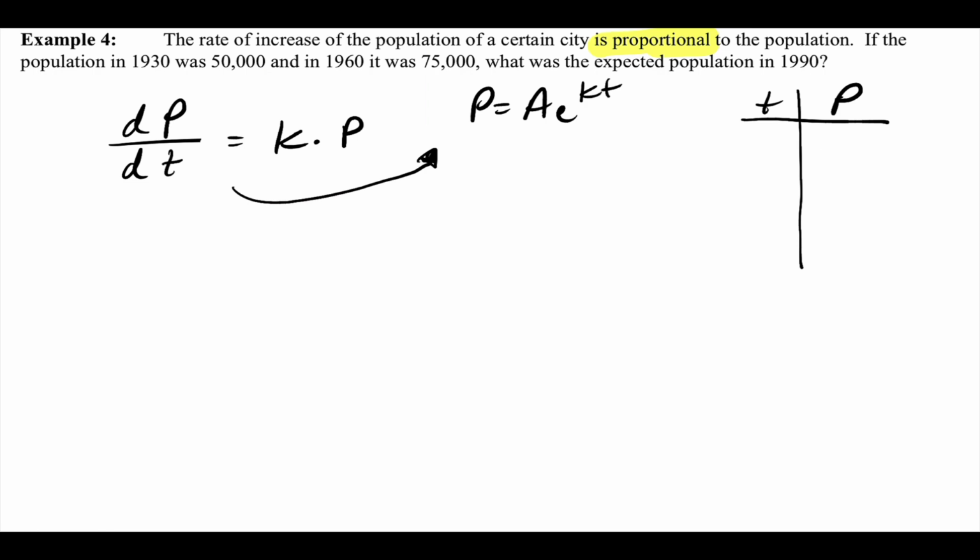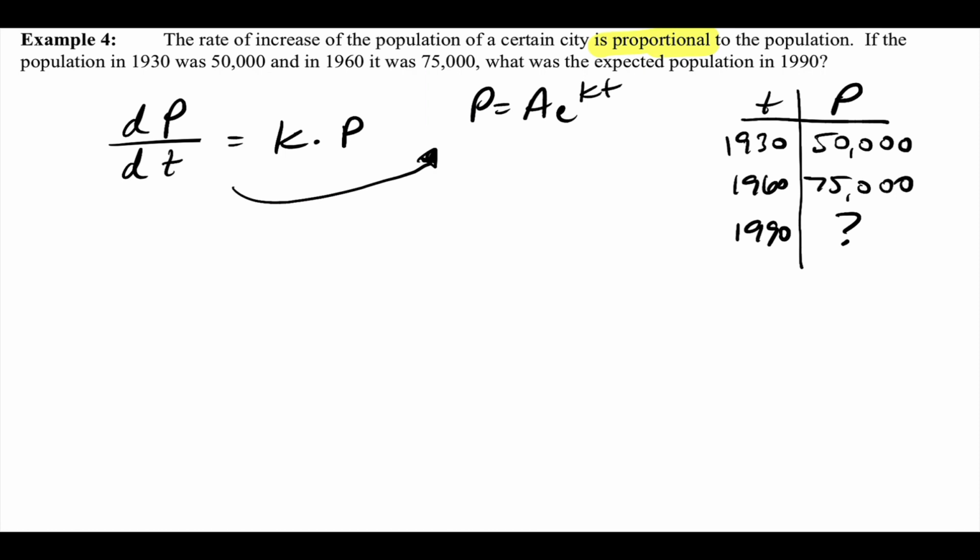So time. So 50,000 people, 75,000 people, question mark people. That's what I'm asking. So time. So I have 1930, 1960, 1990. Is there a better way of doing time? Those work.